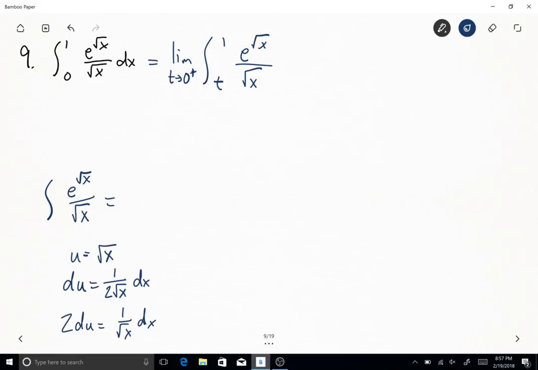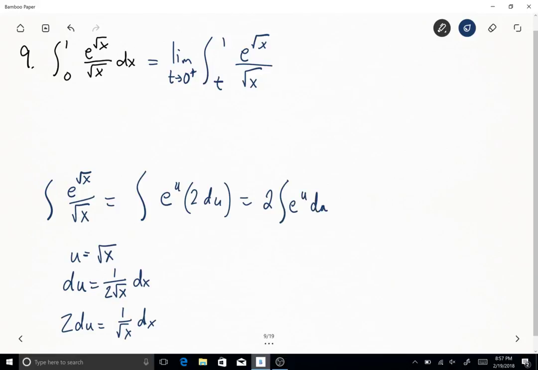So moving forward from this part, let's see what happens. Well, you can rewrite this as e to the u, and then you have 2 du. So this thing is 2 times the integral e to the u du, and so that is 2 e to the u plus some constant c. But e to the u was just e to the square root of x, and we have plus some constant c.